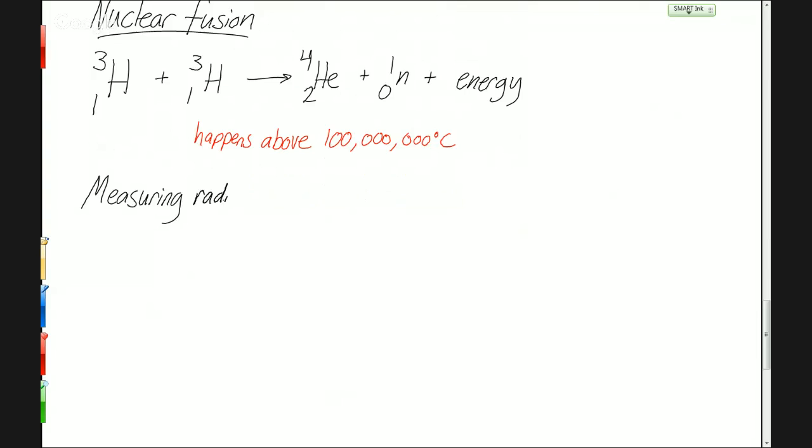Okay, so first, measuring radiation. I just want to show you a couple of units. There's two ways we can measure radiation. One is how much radiation is emitted. So I've got a radioactive substance. It's emitting radiation. How much is it emitting?